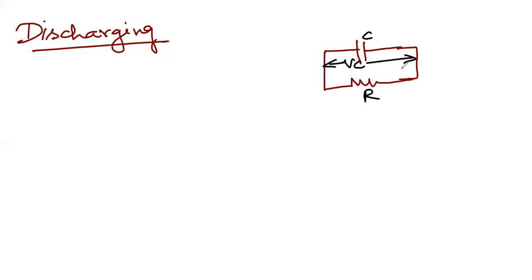Now moving on to discharging of the capacitor. During discharging, the battery must be removed. If the battery is removed, what we have is the capacitor and a resistor. So the capacitor has to discharge. The capacitor will start discharging through the resistor. So this is the voltage Vc, and Vc has to be discharged. So Vc will be equal to Vr.